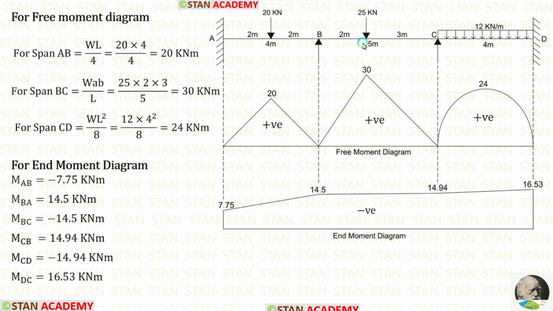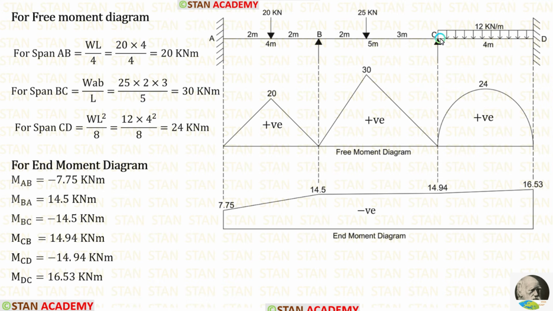In the simply supported beam, if the point load is not acting on the center, the formula to calculate the maximum bending moment is WAB upon L. Here W is 25, A is 2, B is 3, L is 5. When we apply it inside the formula, we are getting 30 kN-m.